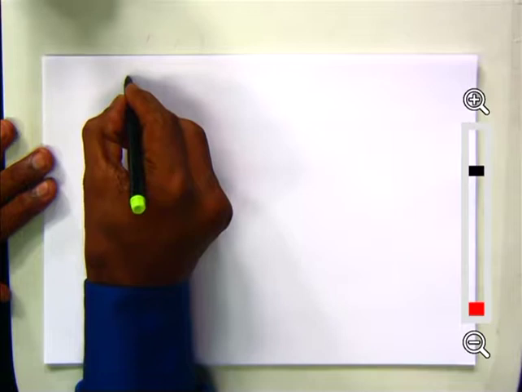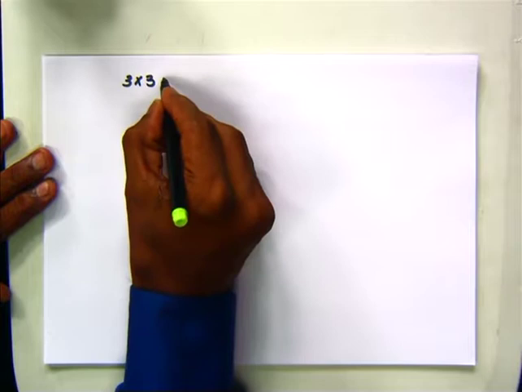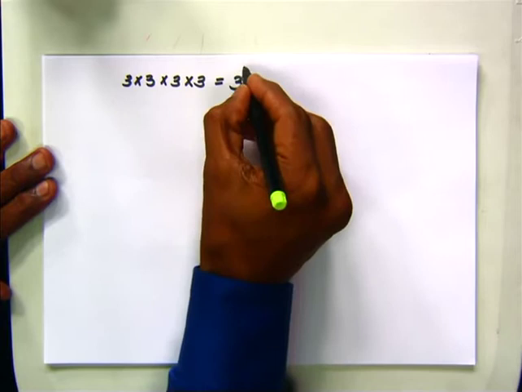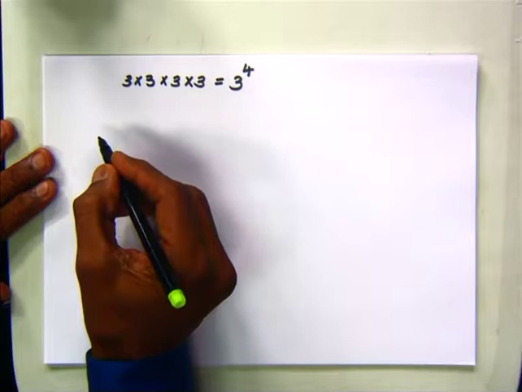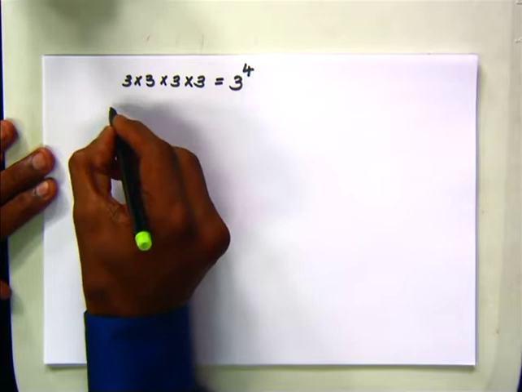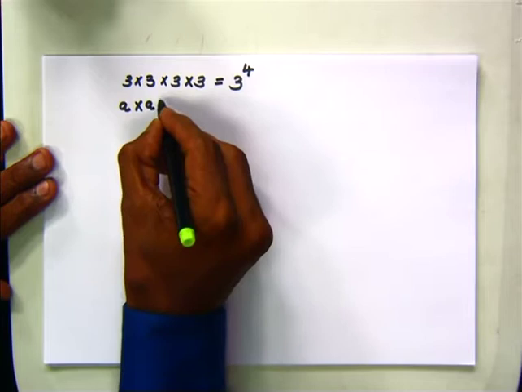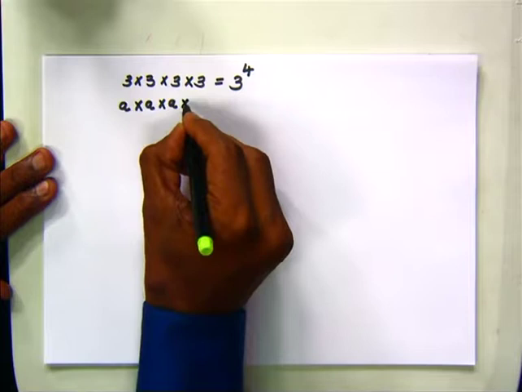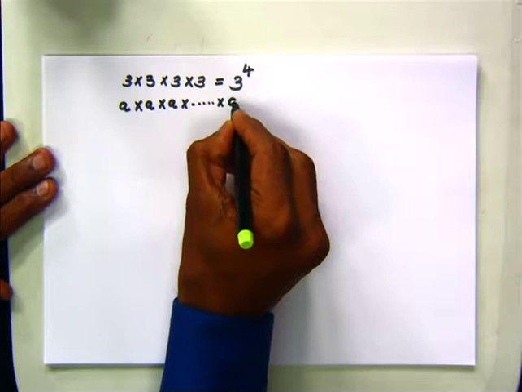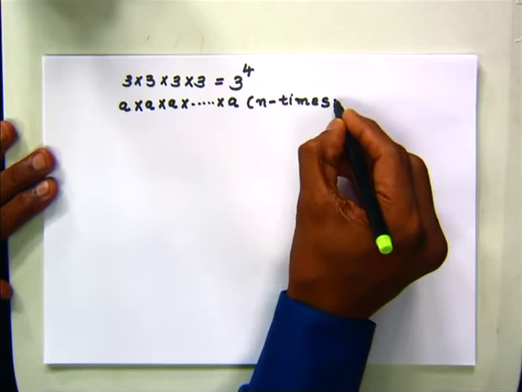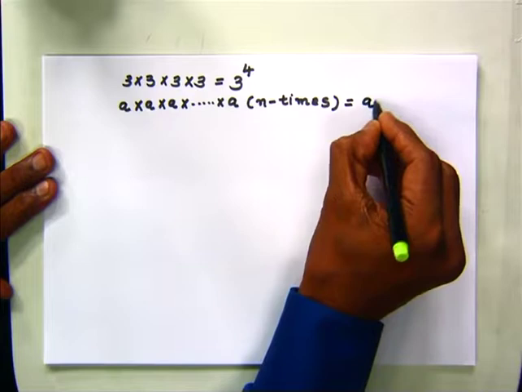Let us say that 3 into 3 into 3 into 3. This will be denoted as 3 to the power 4. Similarly, suppose I take any number a. Let me multiply a by itself, say n times. I am multiplying a by itself n times. The notation for this is a to the power n.